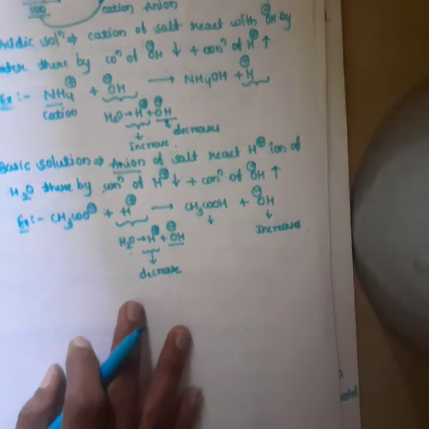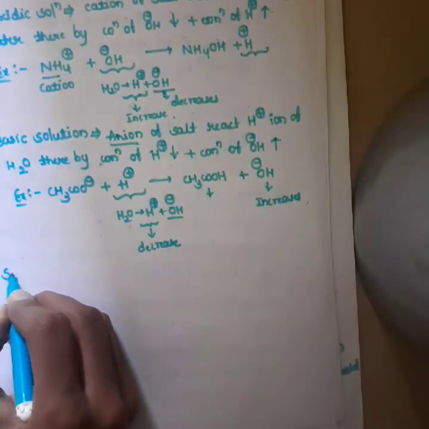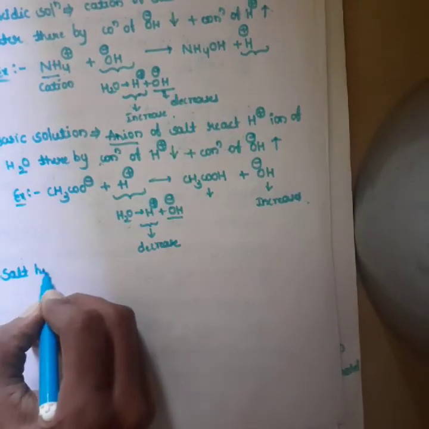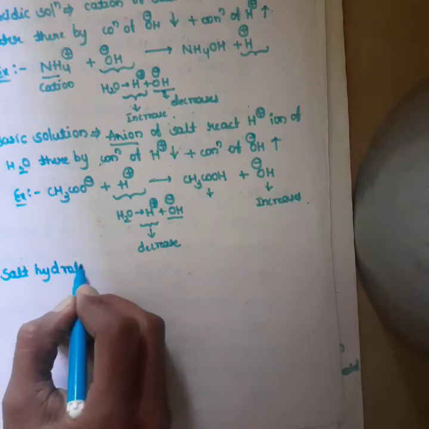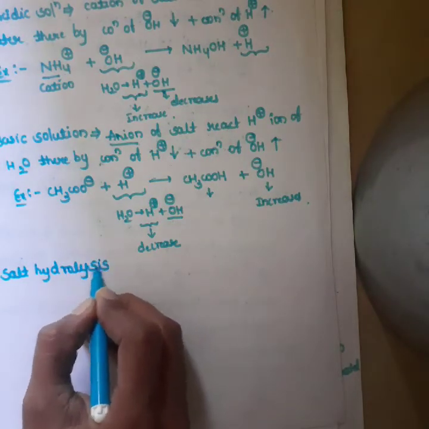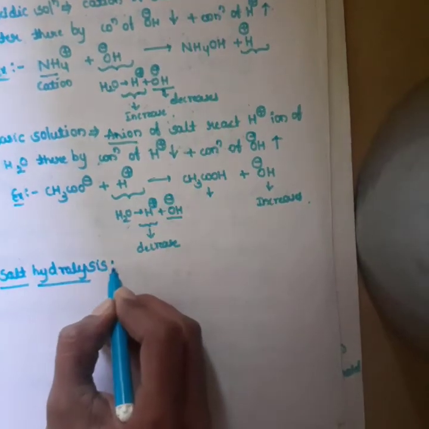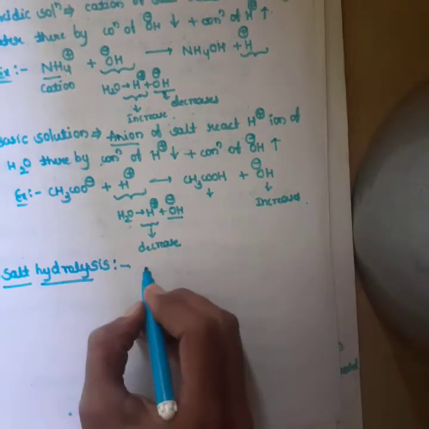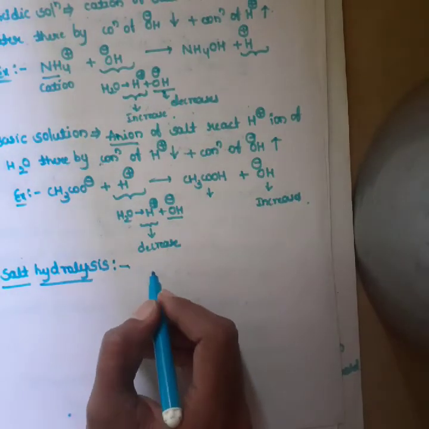Next, for the study of salt hydrolysis, it is convenient to divide the salts into 4 categories.